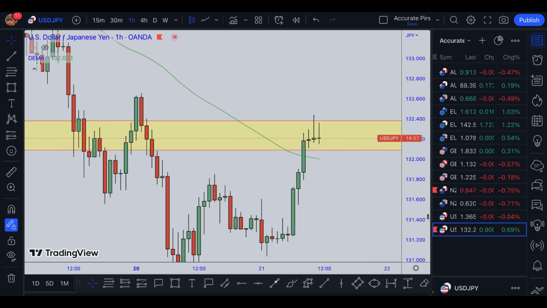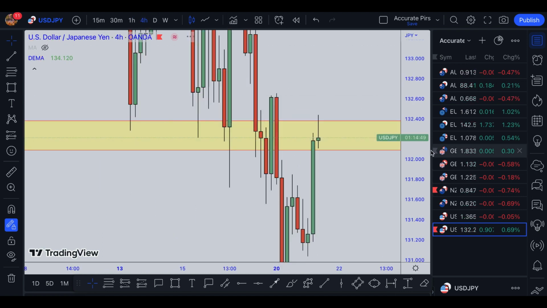So, the two pairs I'm going to be watching right now to take a trade on are USD JPY and NZD CAD. So that brings it to the end of this week's technical analysis.